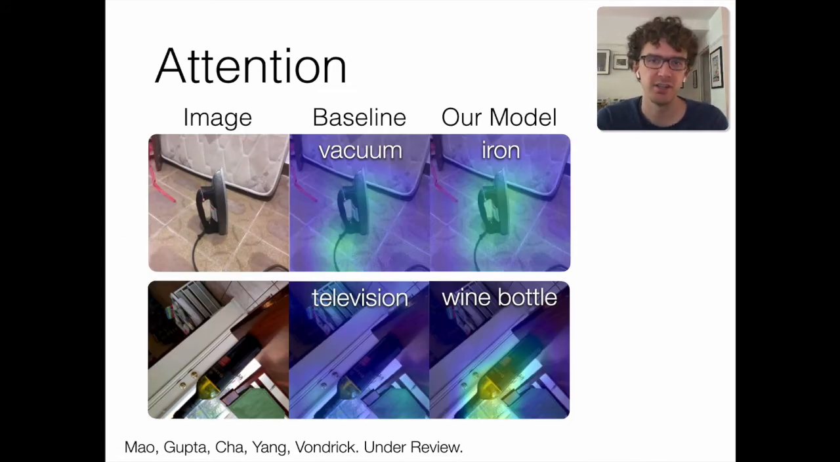So one of the advantages of learning a causal representation is that the model gets the prediction right for the right reasons.